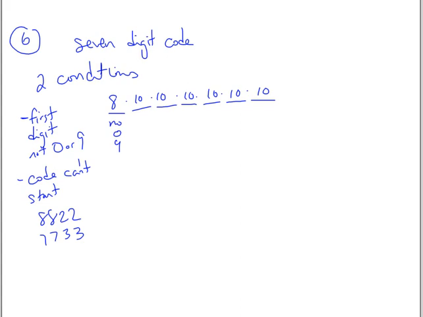This would be all the possible numbers if you can't start with 0 and 9. So 1, 2, 3, 4, 5, 6 zeros is 8 million possible numbers to start with. But now what I'm going to do is get rid of any number that starts with an 8822.